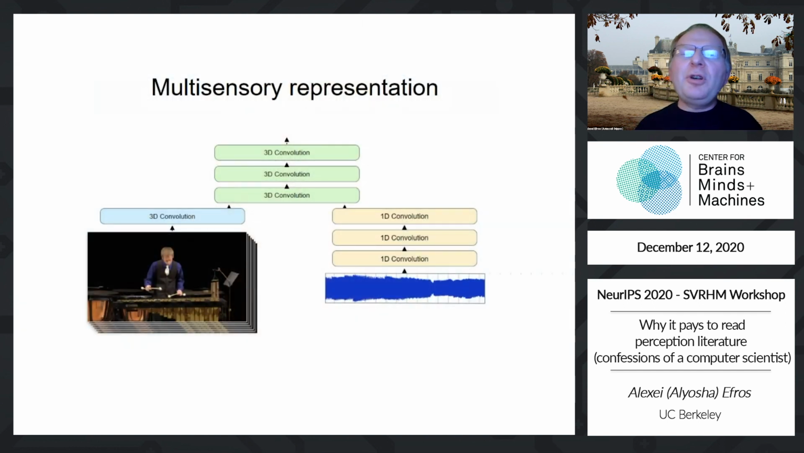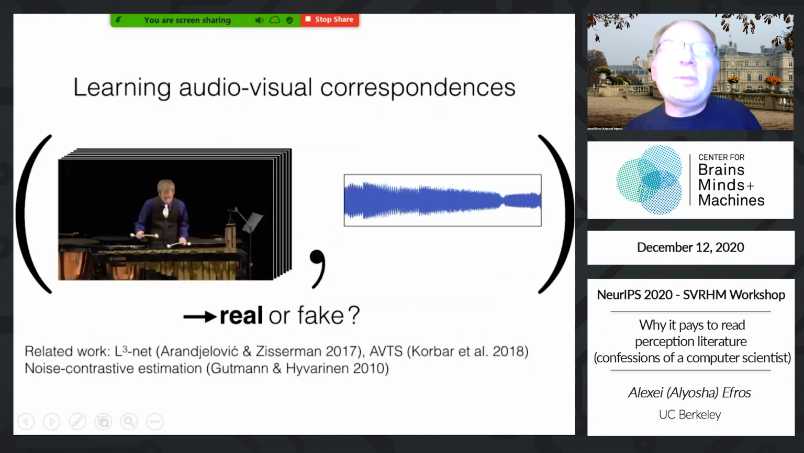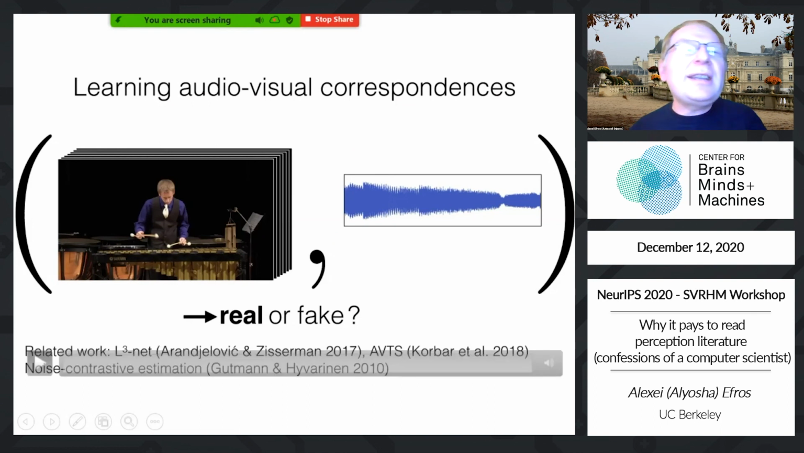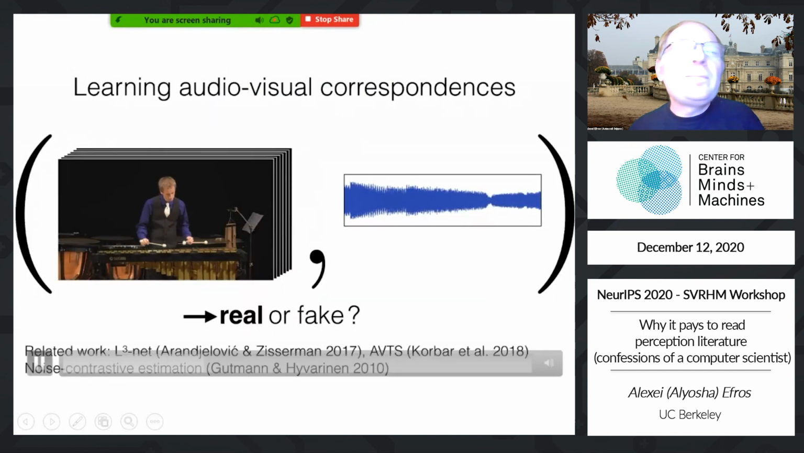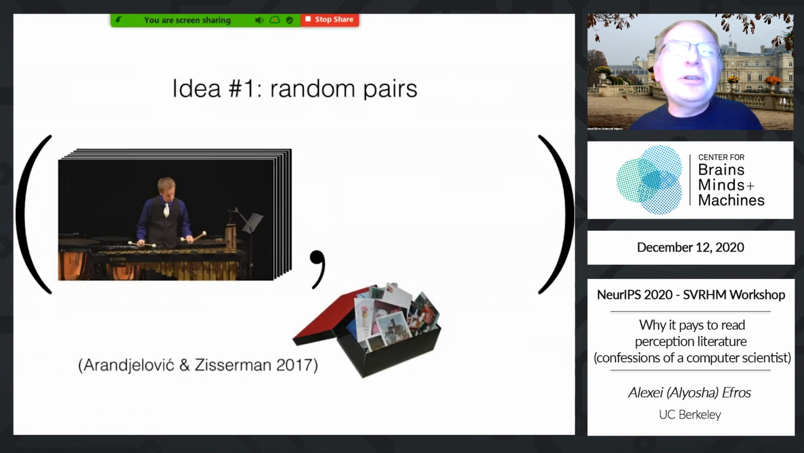And of course, in computer vision, we never do this, right? It's always separate. And so we decided we're going to learn a joint audio-visual representation. And the way we did it is our usual self-supervised trick. We say, okay, let's try to bring the real ones close and the fake ones apart. So real is just take a video and its corresponding audio, and fake, we just take some random other audio from some other video.